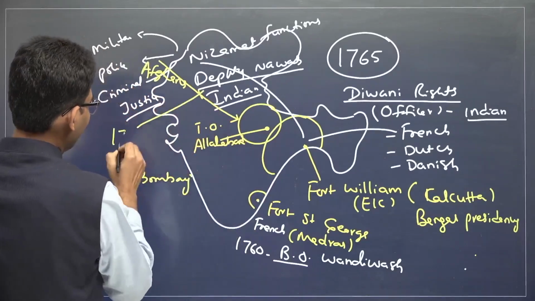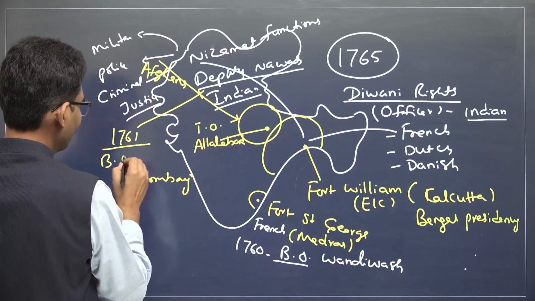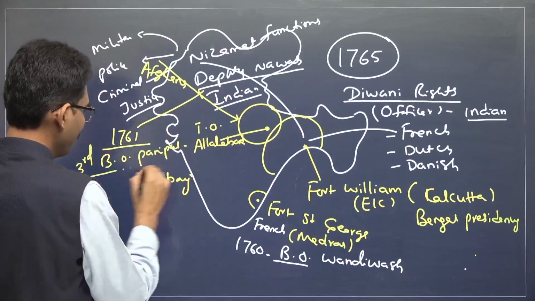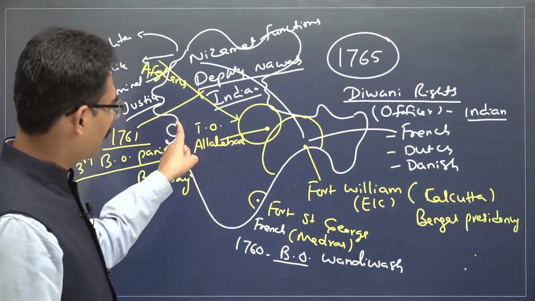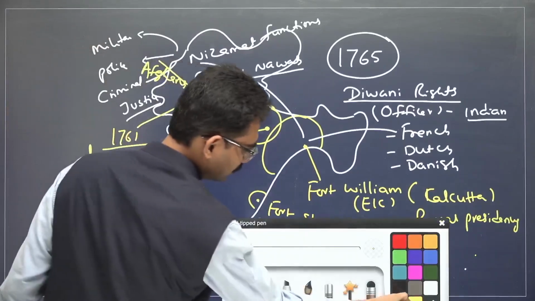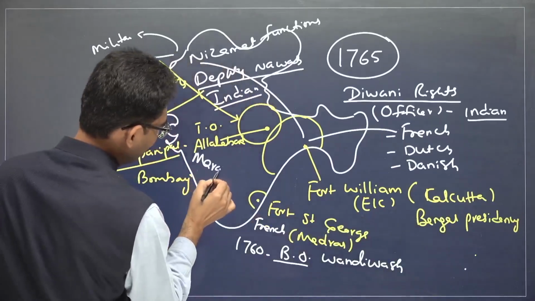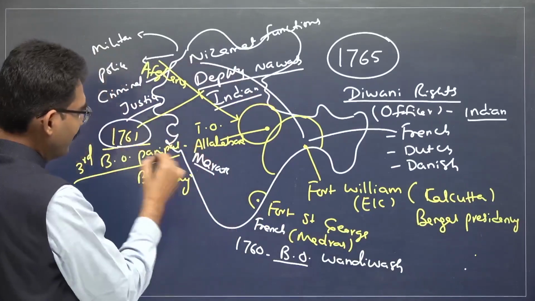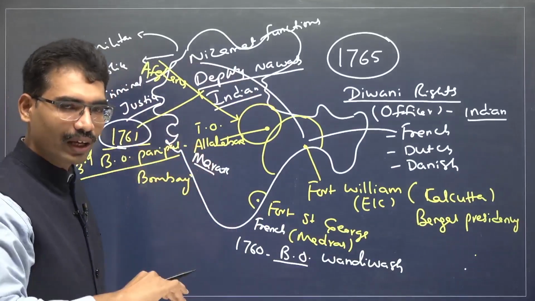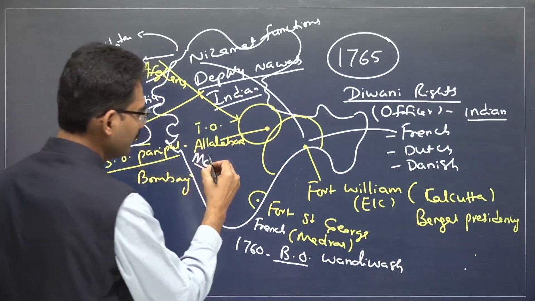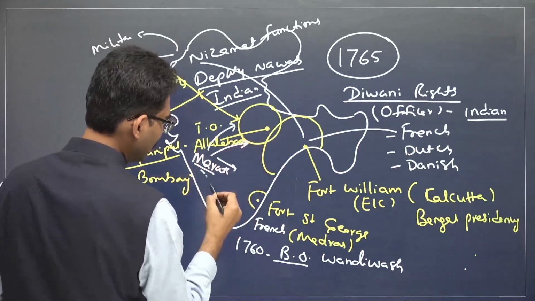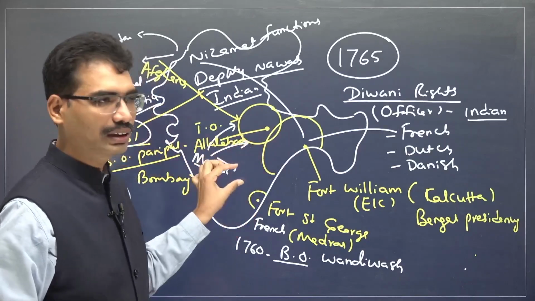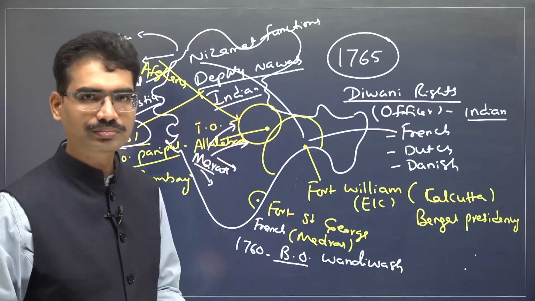In 1761, the Third Battle of Panipat took place. In this, the Marathas were defeated. But after the 1761 debacle, the Marathas were not completely wiped out. The Marathas still wanted to prove their power. That's why continuous conflicts were again happening between the Marathas and neighboring kingdoms like the Nizam, Mysore and so on.